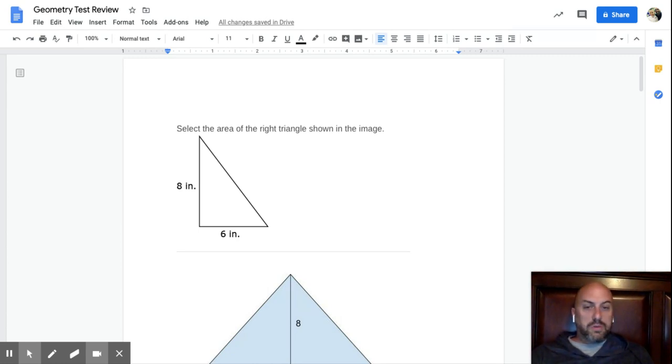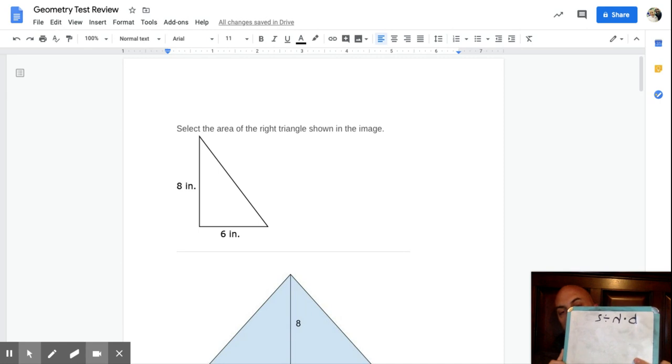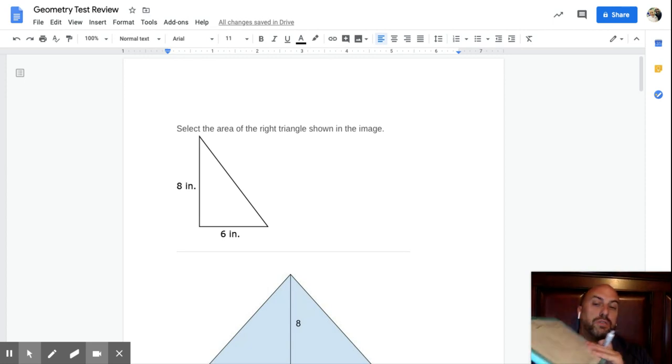Okay, so this is what we're working on. The first objective will be being able to find the area of triangles and rectangles. So triangle is this formula: base times height divided by 2, right? A lot of you are forgetting the divided by 2 part. You're doing base times height and then leaving it alone, forgetting to divide by 2. And that's the most important part of finding the area of a triangle.